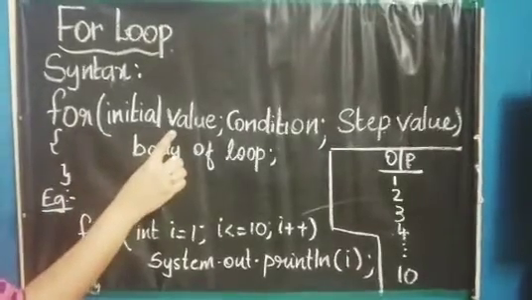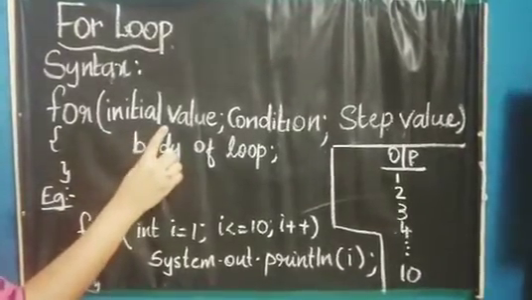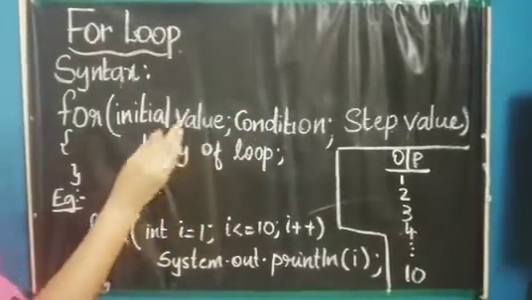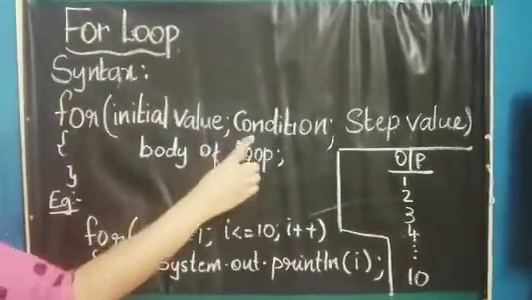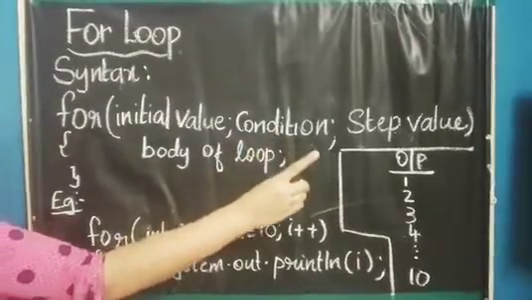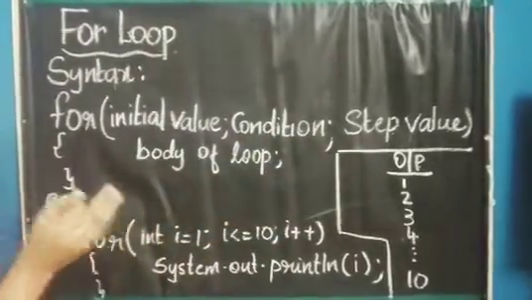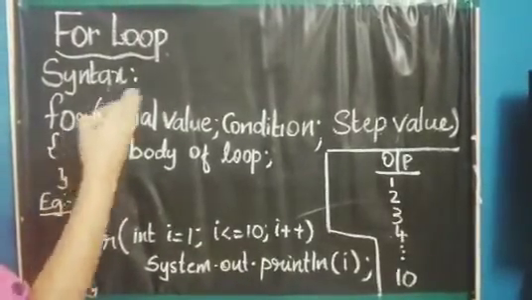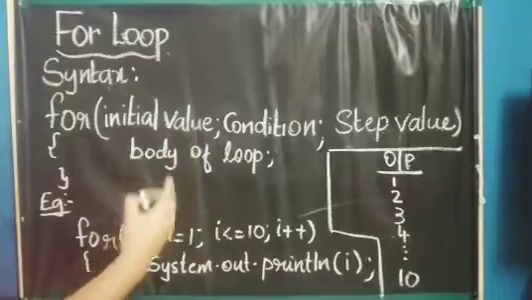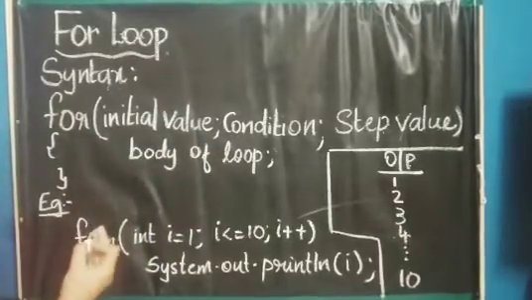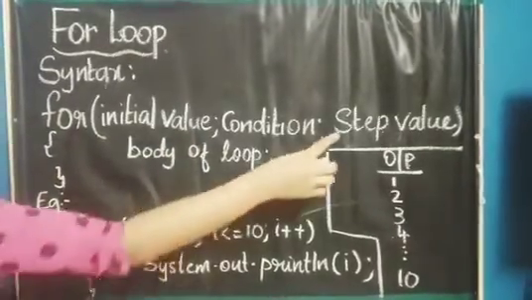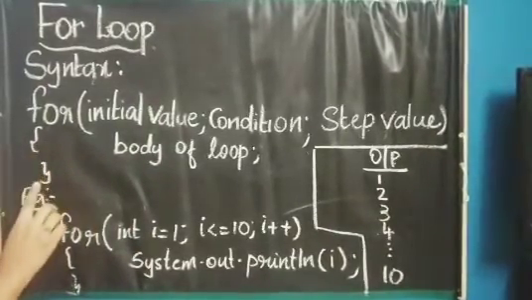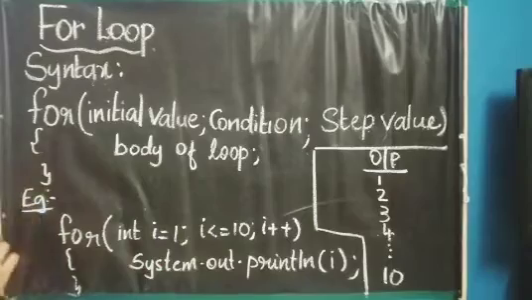Initial value will be the starting of the loop. Next is the condition, and the condition will be till where the for loop should continue. And next is step value. Step value is the increment or decrement value. That is, the initial value should go till the condition, and how many step values it continues with, whether increment or decrement, will be determined by the step value. Next, inside the block, you have the body of the loop.